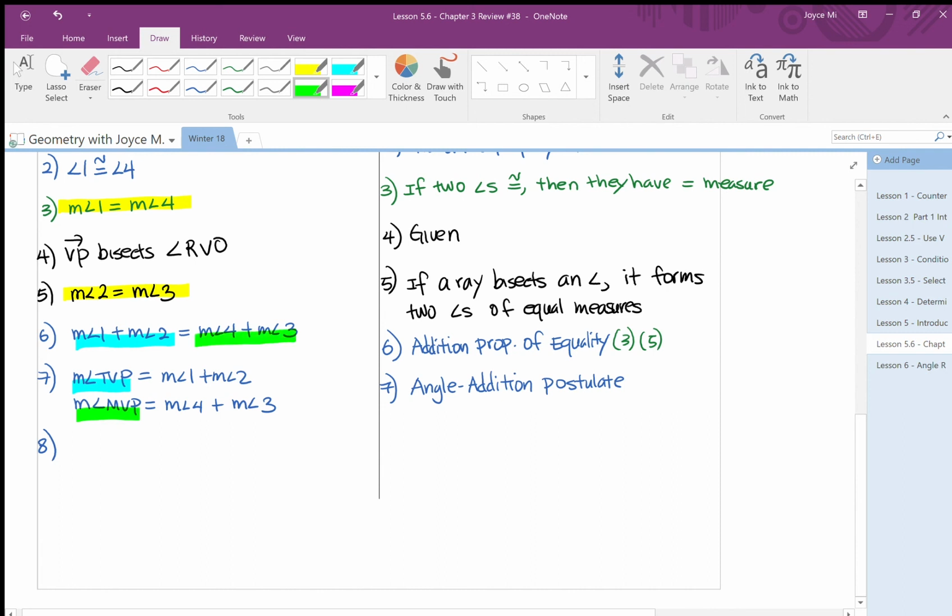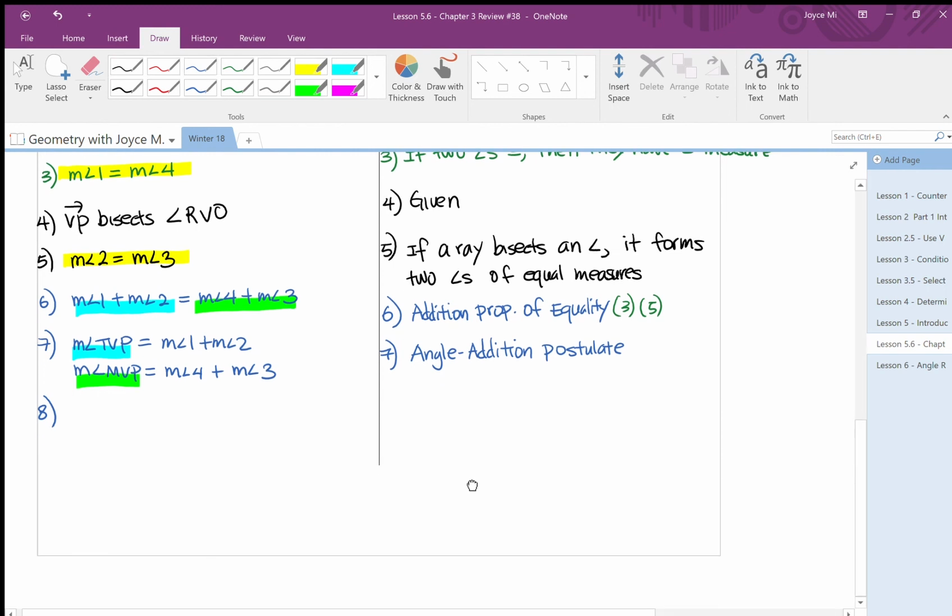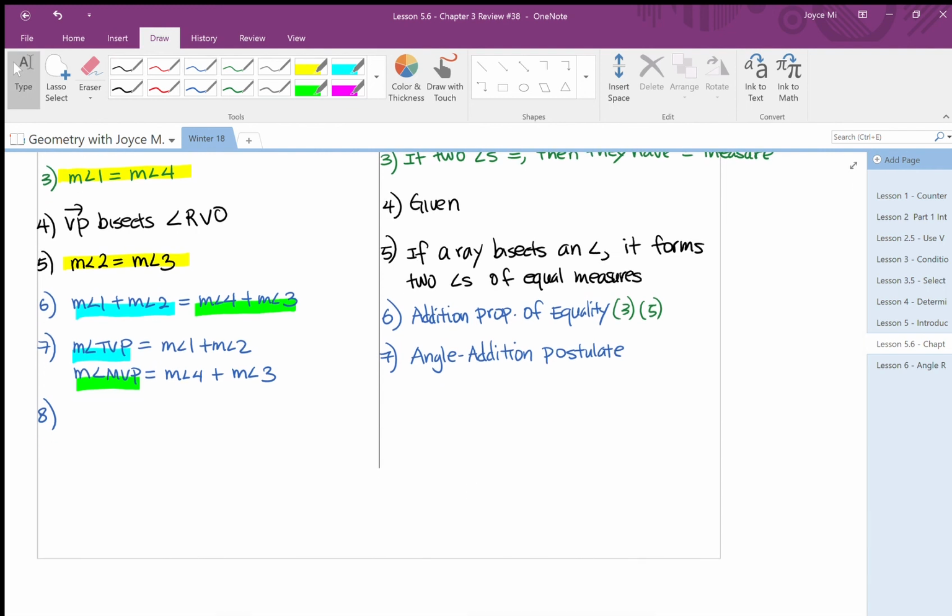So now all I have to do is rewrite it. So I say, therefore, number 8, I say replace the angle 1, angle 2 with angle TVP. So I say measurement angle TVP is equal to measurement angle MVP. And that's a basic substitution. So substitution, and I like to tell my reader which step am I using. Substitution involving step 6 and 7.